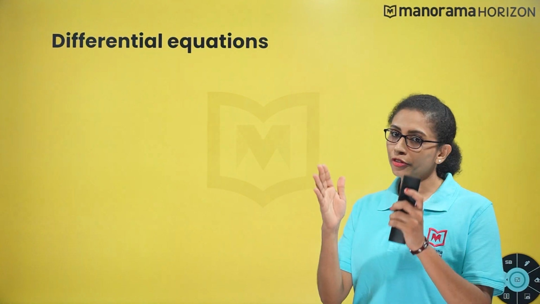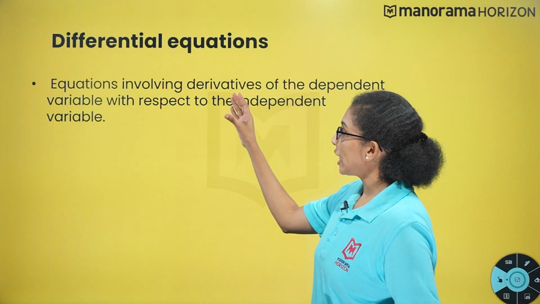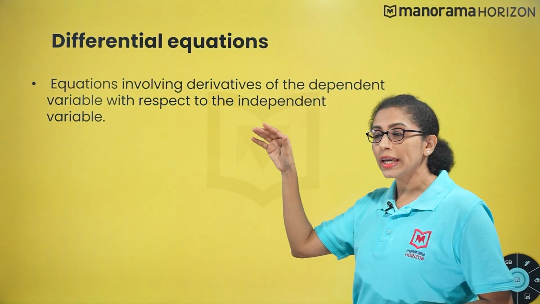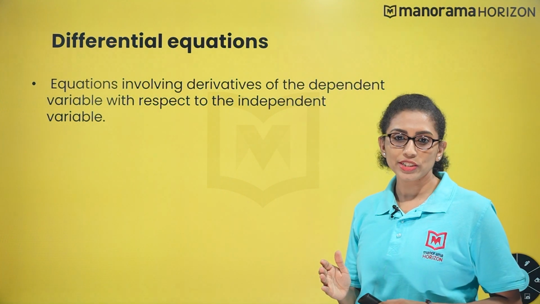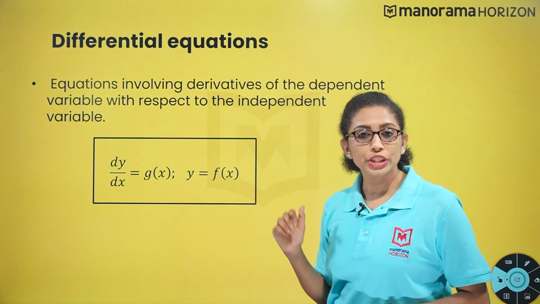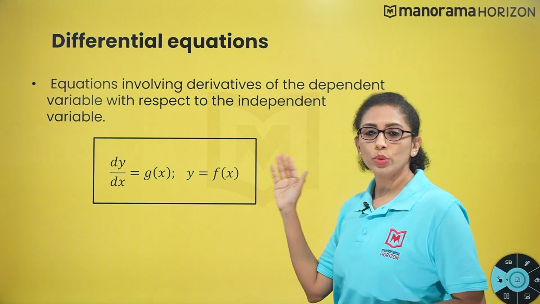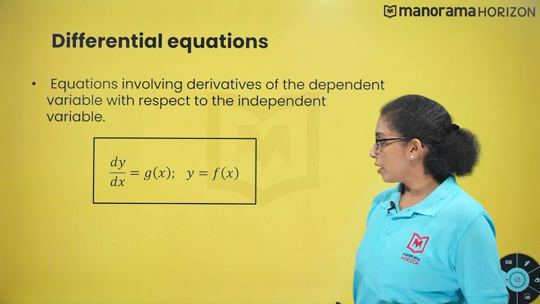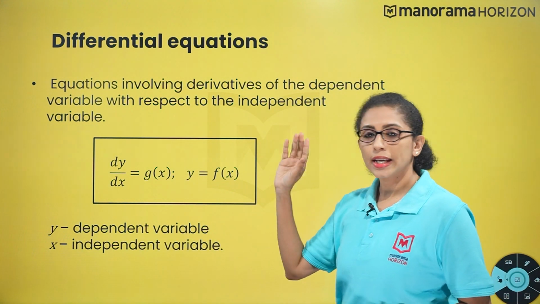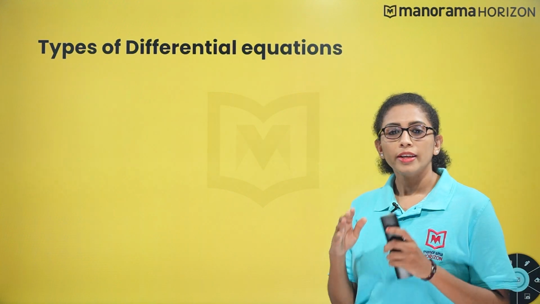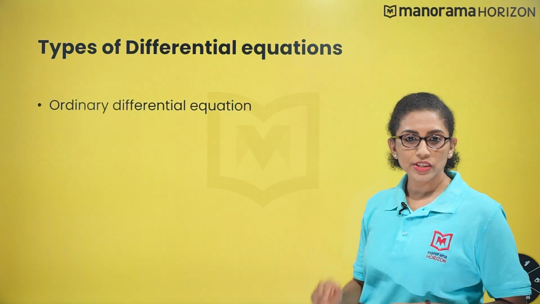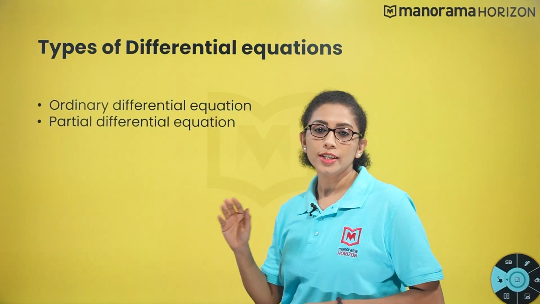We can define differential equations as equations involving derivatives of the dependent variable with respect to the independent variable. Mathematically, we can represent it as dy by dx is equal to g of x, where y is equal to f of x. Where y is the dependent variable and x is the independent variable. Again, differential equations are of two types: ordinary differential equation and partial differential equation.